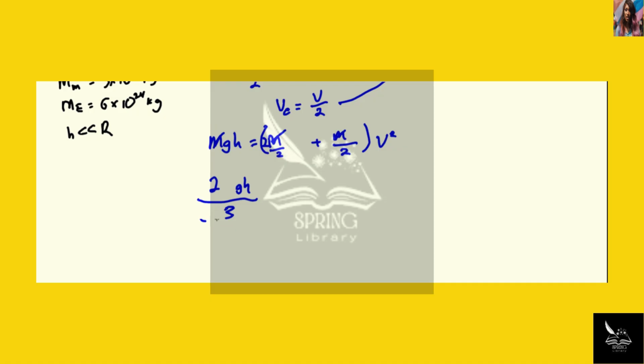And that's going to equal v squared. And then if we take the square root, we're going to get v is equal to the square root of 2gh over 3.